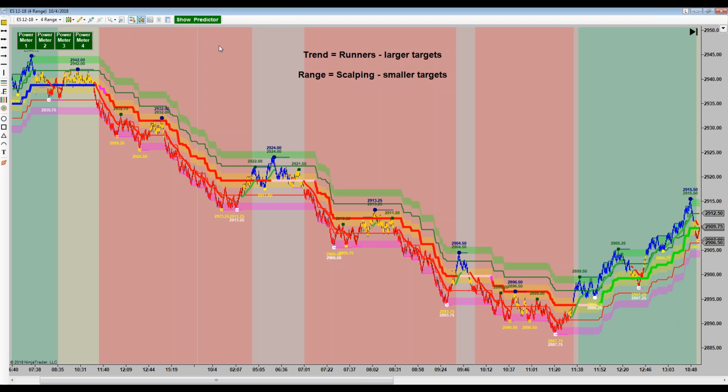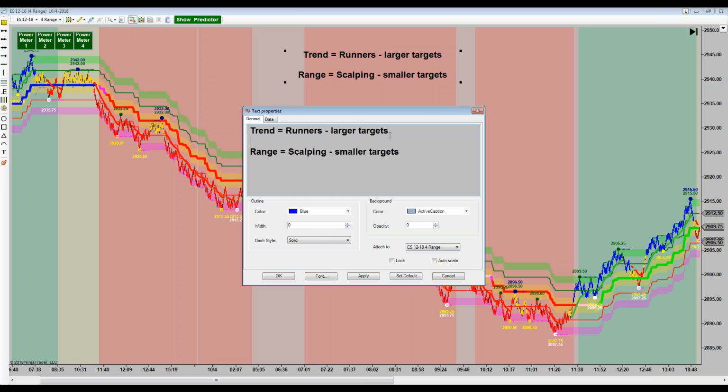Anyway, yeah, so a trend is a series of higher highs and higher lows, right? Trend is higher highs, higher lows, and the reverse on the upside when that's an uptrend.